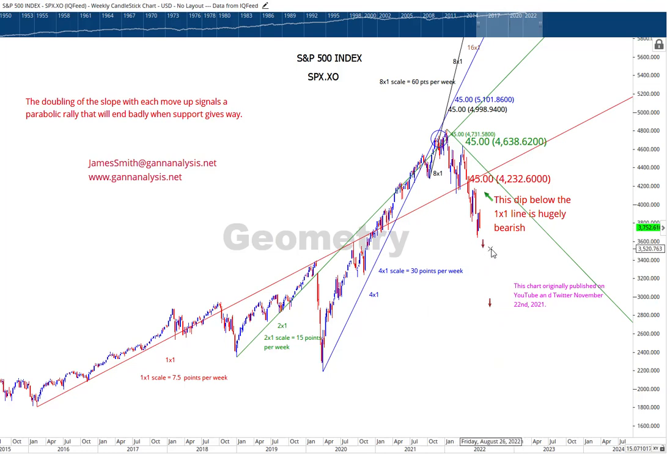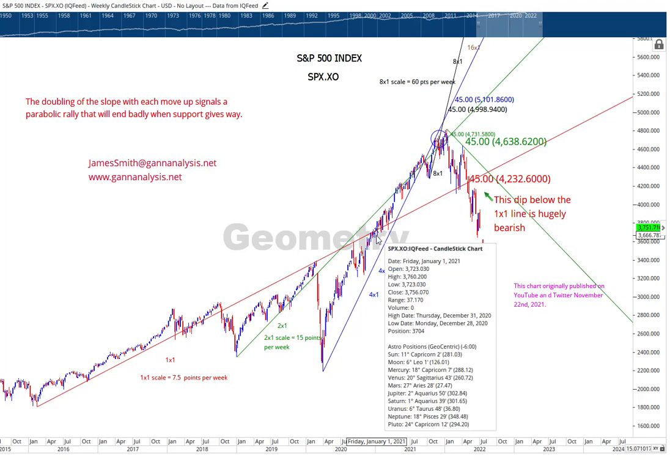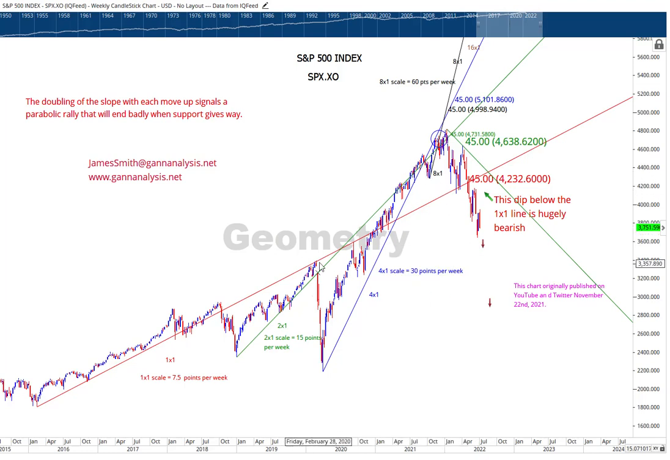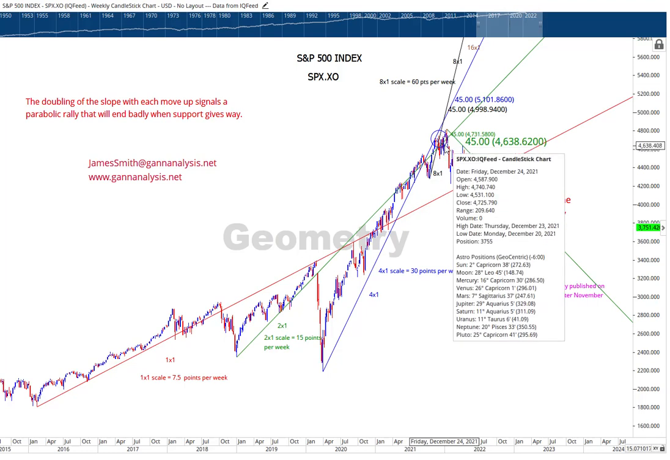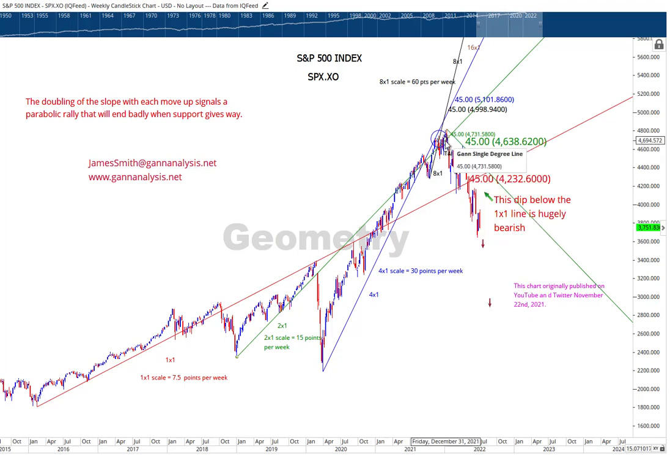And that's why you want to become a client, because I can't give everything away. I'm already giving away too much by showing you this, but I'm just telling you, this is something that you could have seen coming in late 2021. When you broke this 8x1 line, you knew 2022 would be a major correction.